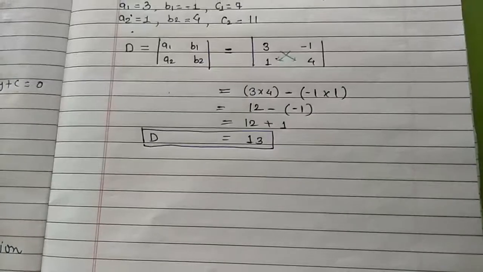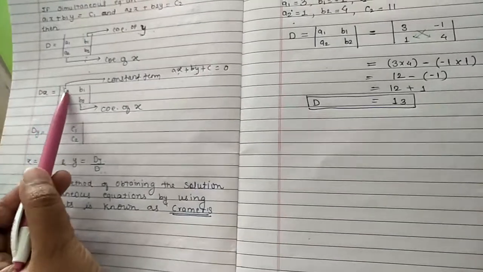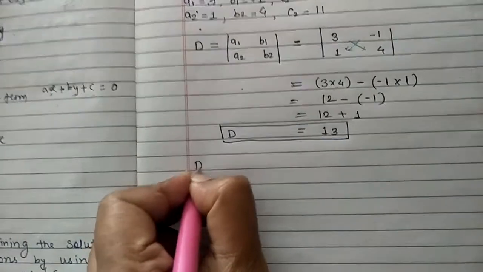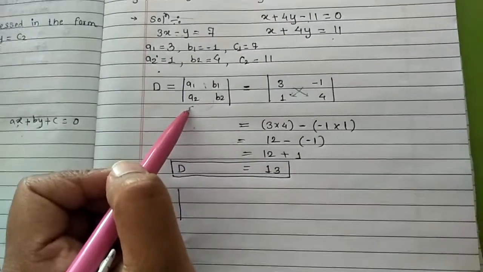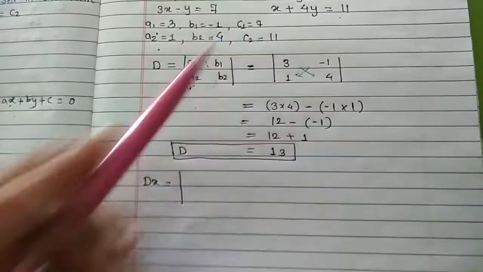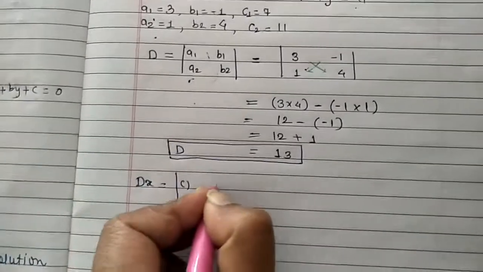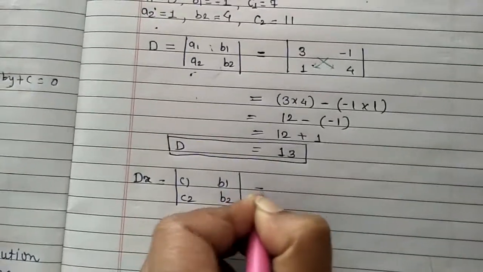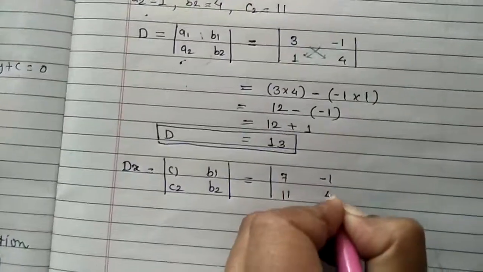Now after the determinant we have to find Dx. So Dx is c1 upon c2, b1 upon b2. In the shortcut method you can keep in mind that Dx is the same as D, but the coefficients of the x variable, a1 and a2, we have to replace with the constant terms, so we write 7 and 11 there. So it is c1 upon c2, and the next column is b1 upon b2. So c1, c2 is 7, 11, and b1, b2 is minus 1 and 4.